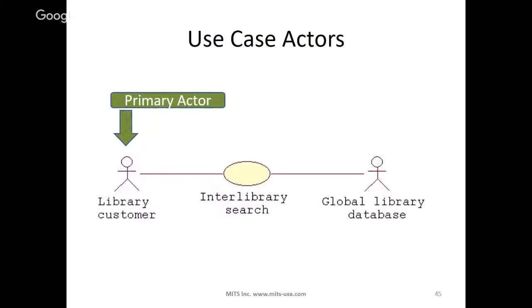Right, the use case actors, there's always a primary actor and a secondary actor. So the primary actor just means that person triggers the use case. Okay. So that's a key concept here. The primary actor triggers the use case. And the secondary actor doesn't need to be a person, it can be a system.